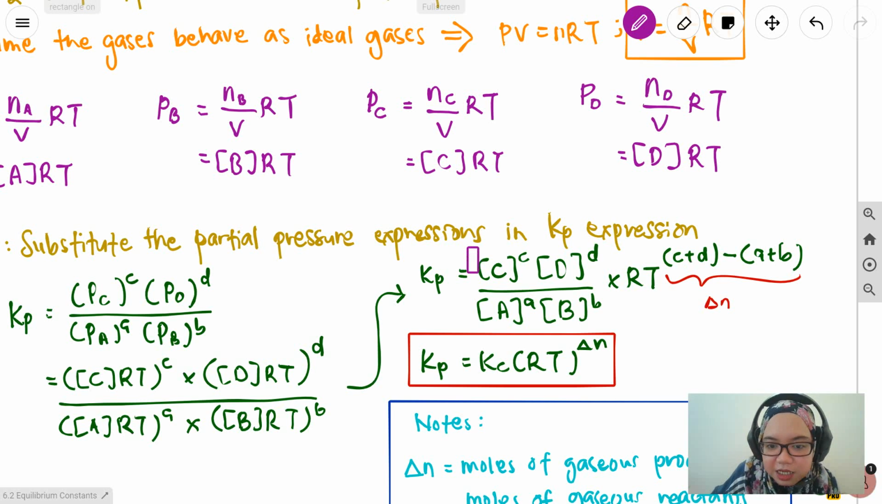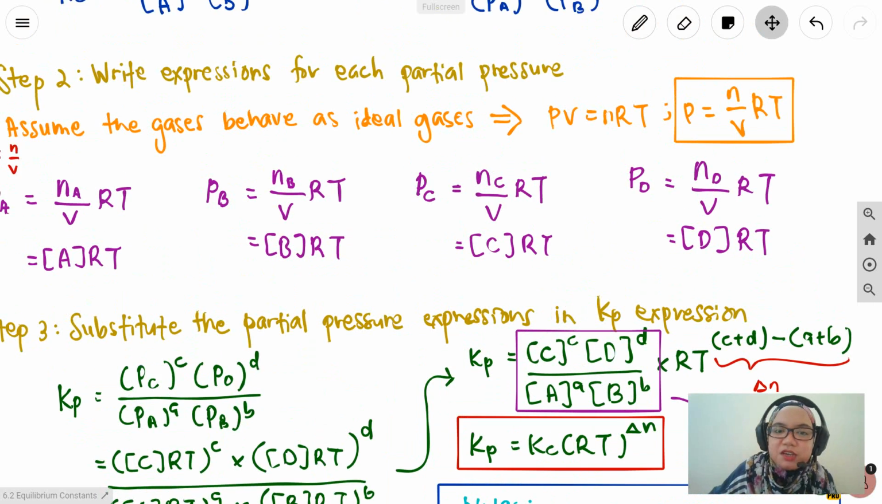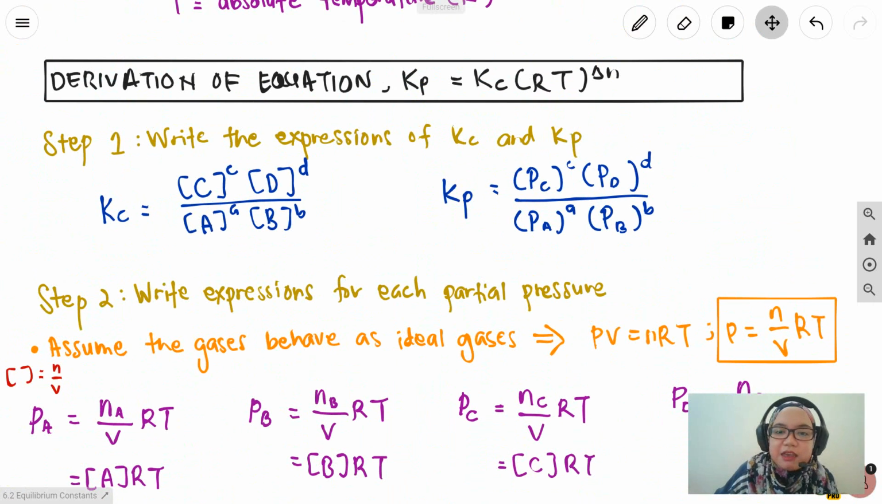So this is actually Kc. Right? So this is actually Kc. So now we know that Kp is equal to Kc (RT) to the power of delta n. And so that is how we derive the relationship between Kc and Kp to form this equation.